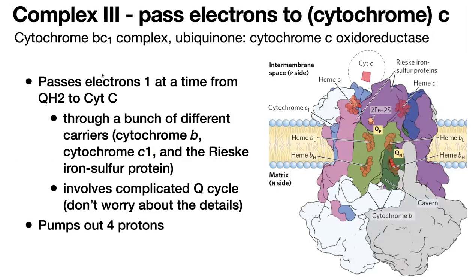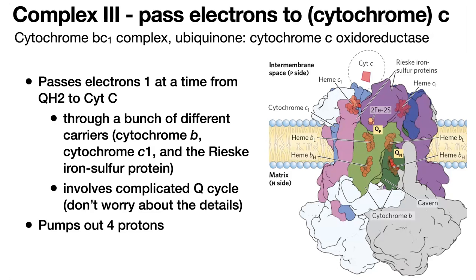So complex 3 is also called cytochrome BC1 complex, or ubiquinone cytochrome C oxidoreductase. So these long names, complex 3, a lot simpler to say. And it's going to basically pass electrons one at a time from our ubiquinol to cytochrome C.